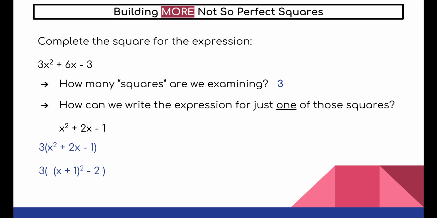And this is really critical because each square is missing 2 unit pieces, and we have 3 squares. What we really have is 3 squares of x plus 1, and we're missing 6 unit pieces in total. And there, we've just completed the square for a trinomial with a lead coefficient other than 1.